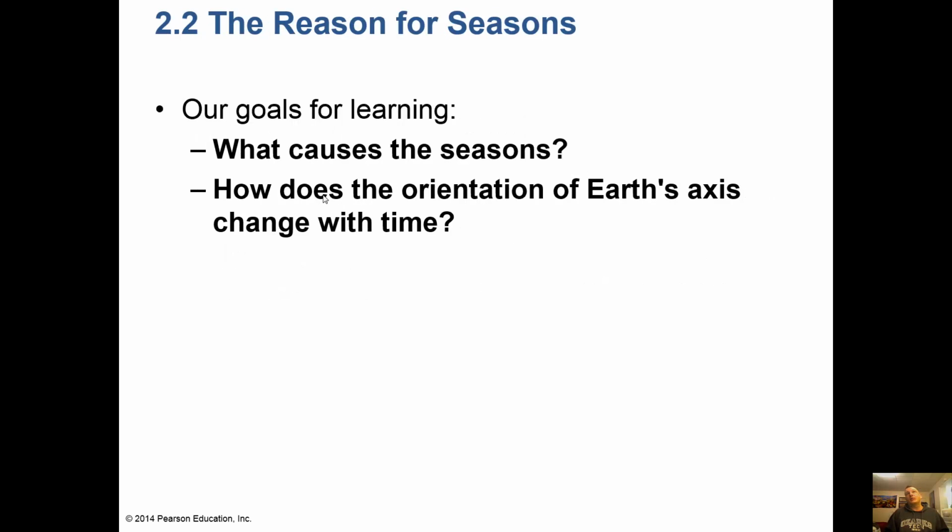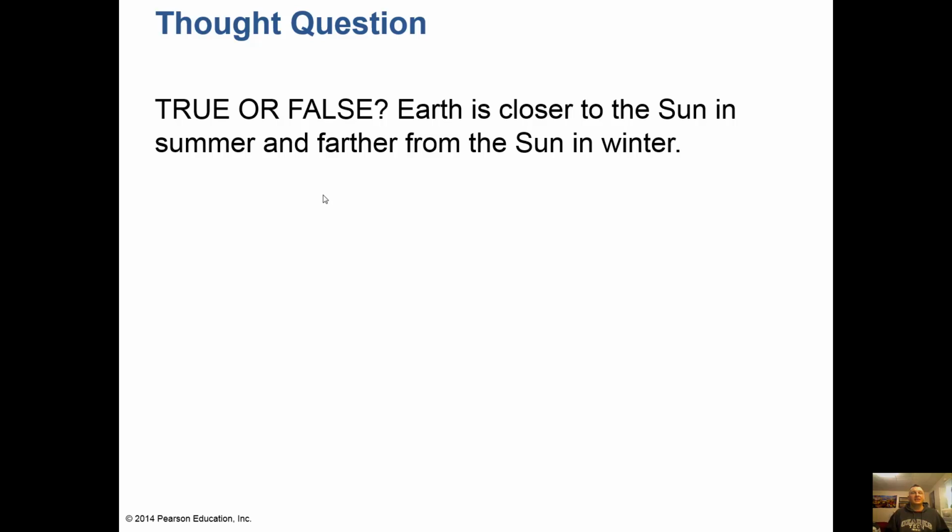Now let's take a look at the reason for seasons. What causes the seasons? How does the orientation of Earth's axis change with time? Here's a true or false question for you. Earth is closer to the Sun in summer and farther from the Sun in winter. Is that true or false? I'll give you a minute to think about that. We're warmer in the summer, but when we're warm in June, Australia is cold in the wintertime. So which is true or not?